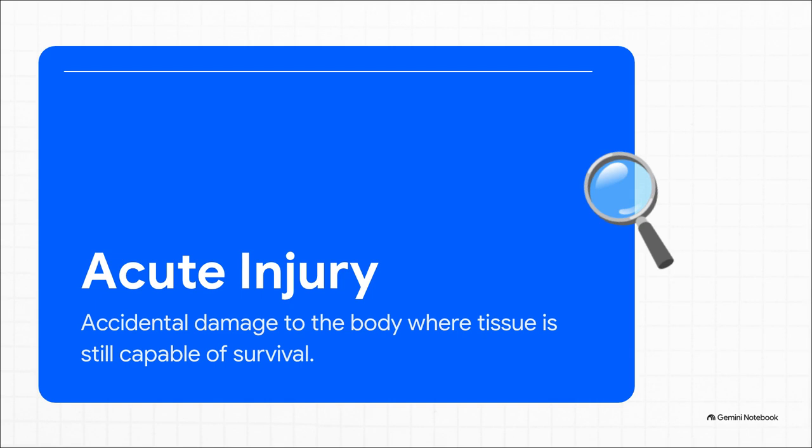An acute injury is sudden, right? The damage just happened, and the tissue is still capable of survival. A chronic injury, however, develops over time. It could be from natural aging, continued usage, or even an old wound that only partially healed.